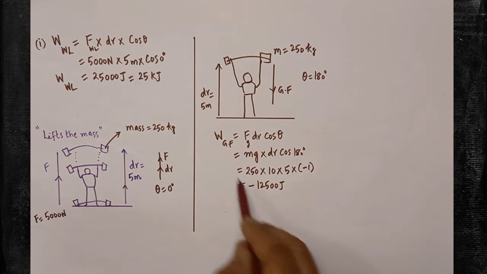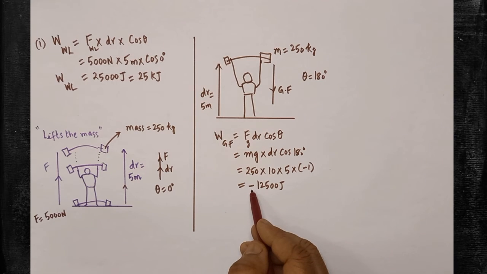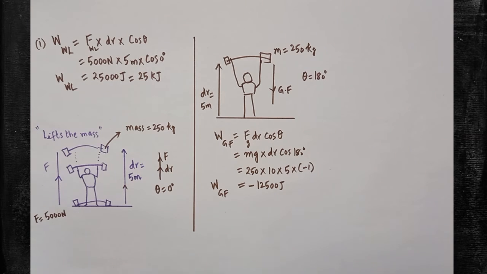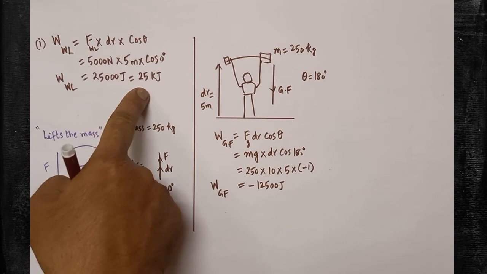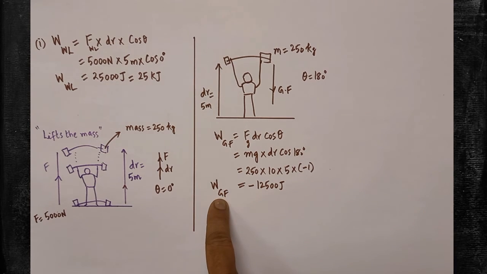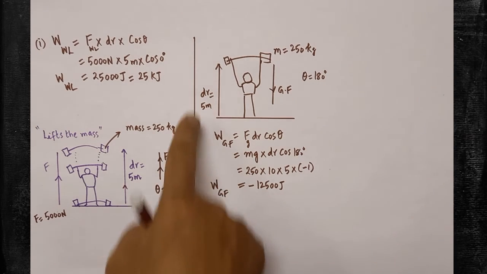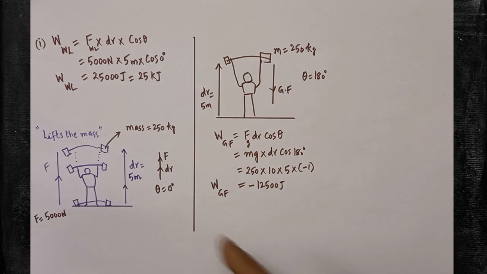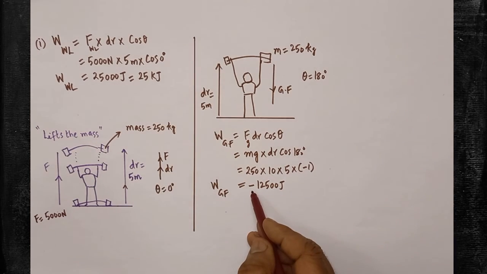Since the work is done against the displacement, we have got the negative work. Are you clear? So this is called the work done by the gravitational force. Understood? Are you clear? Know the difference between the work done by the weightlifter and work done by the gravitational force. Here you have got the positive value, here you have got the negative value. Negative value shows that the work is done by the gravitational force against the displacement, because it is pulling the object towards the downward direction. Displacement is made in the upward direction. That's why I have got negative value. This is the best example for negative work.